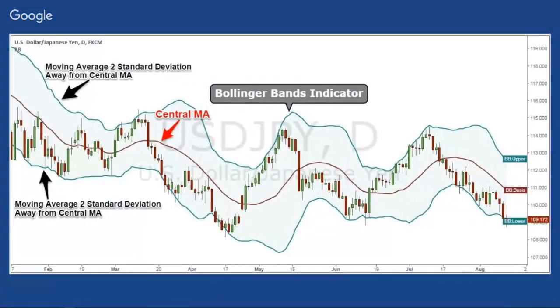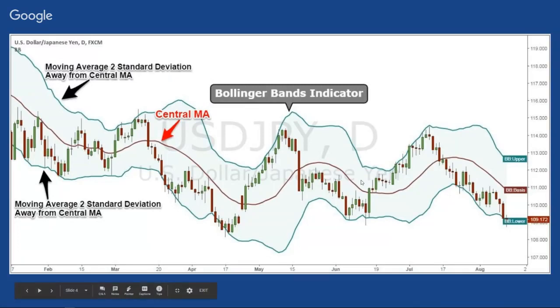Bollinger Bands indicator, I don't know too many people who haven't seen them before. It consists of three lines. The center line right here is a simple moving average. And the outer two lines by default are two standard deviations of the price movement above and below the center line.